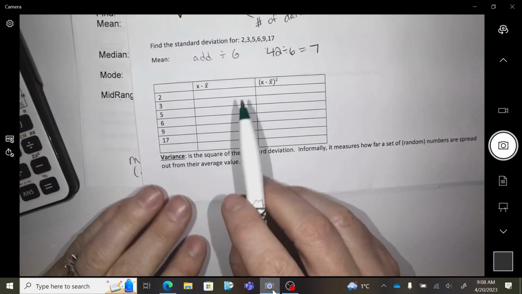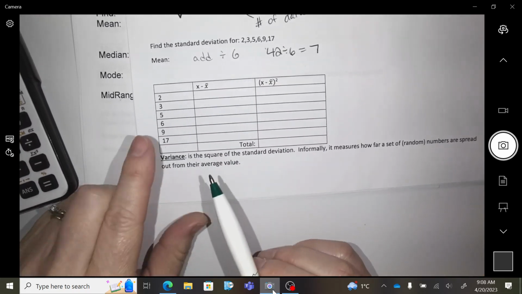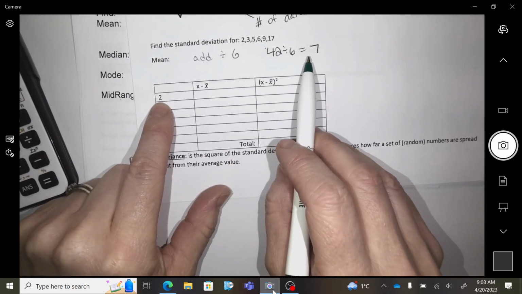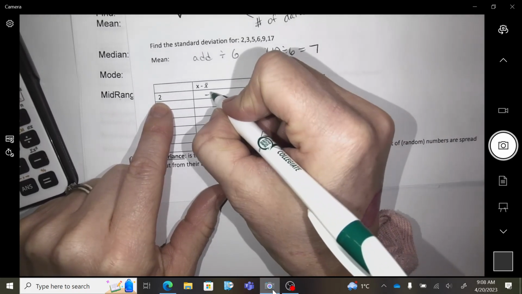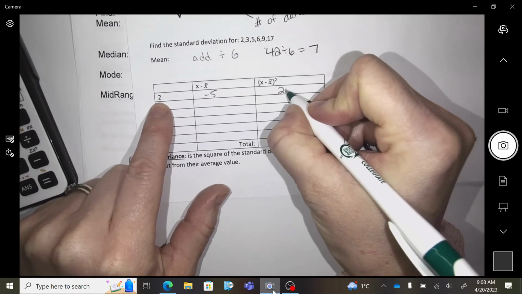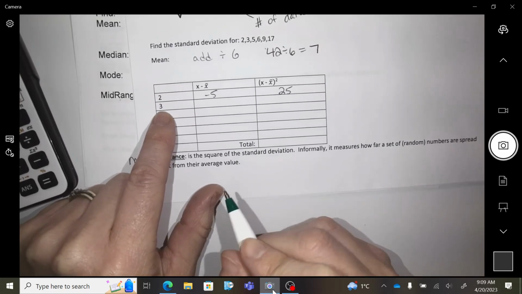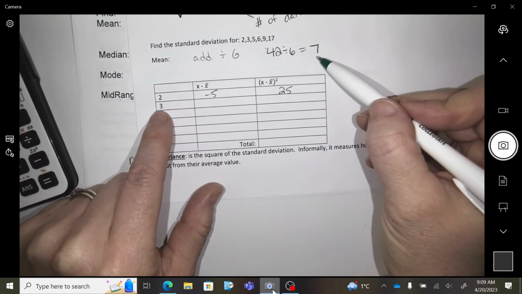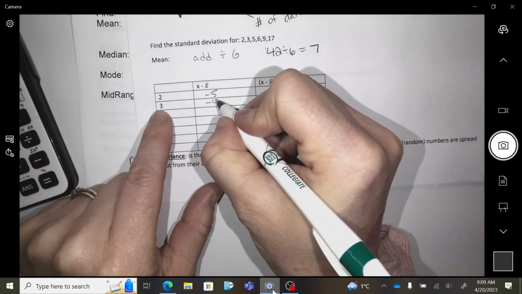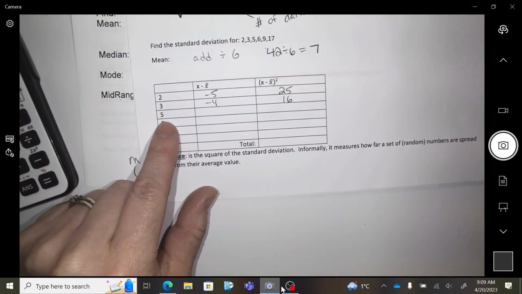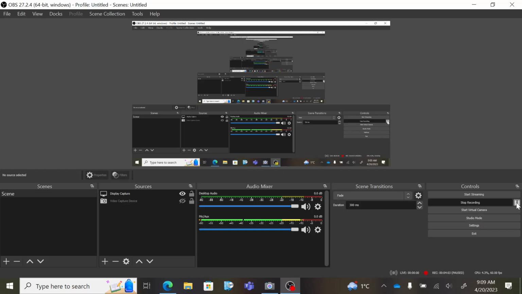Okay, so we're going to take each x value and put it into a chart. So here we go. The x value 2, subtract the mean 7 is a -5, and then that would be a 25 when you square it. I'll do one more and then you can finish the chart. 3, subtract the mean 7 is -4, so squared is 16. Okay, so finish the chart.